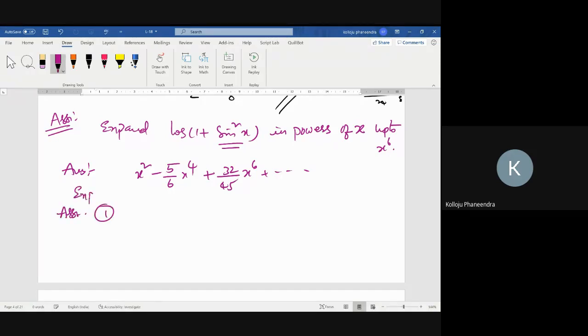Expand all these problems, expand. Let me tell you one problem in terms of ones. Just 5 minutes I will take. Okay, later on I will give assignment.